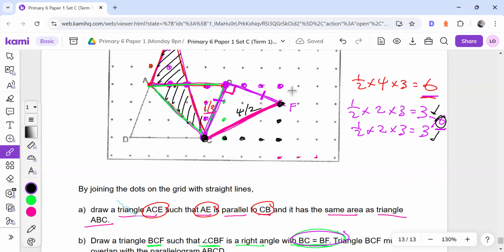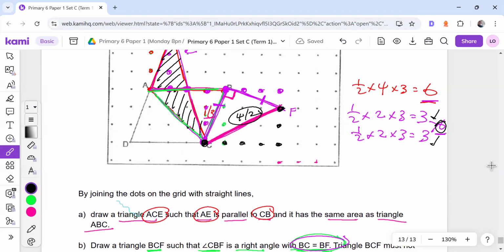Got it? All right, so this is what you need to learn, how to count the line using the dots, and then use that to do your construction. Okay, so Berlin, remember that. Don't make the same mistake next time already. Okay, so that's how you draw this part A and part B.